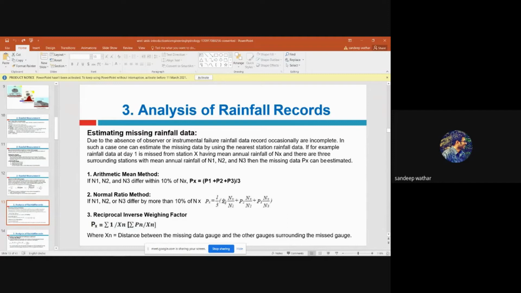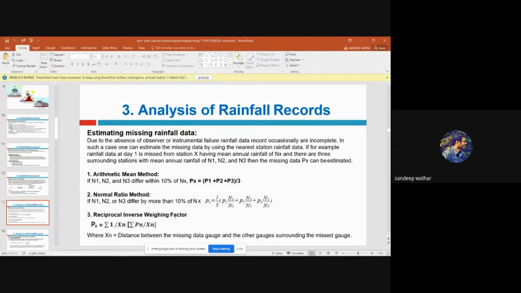Now P1 is representing the rainfall of that given time period, which is September. I'm giving you an example of September. So like this, Nx divided by N1 multiplied by P1, similarly plus Nx divided by N2 multiplied by P2. Like this, if we calculate using this equation, I'll calculate how much is the missing rainfall record of the particular site. I hope there is no doubt with calculating the normal ratio method.